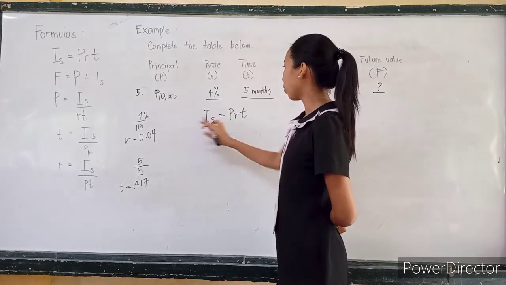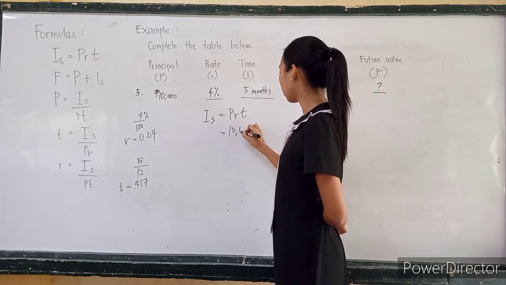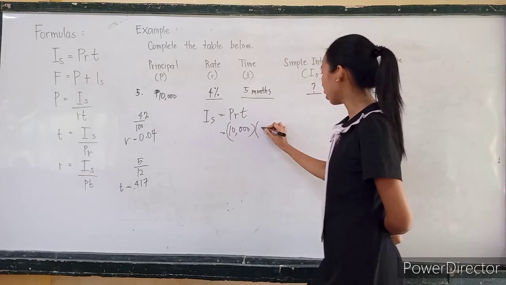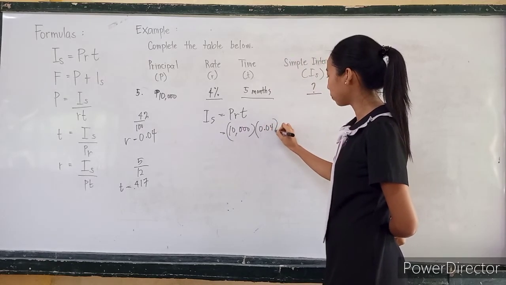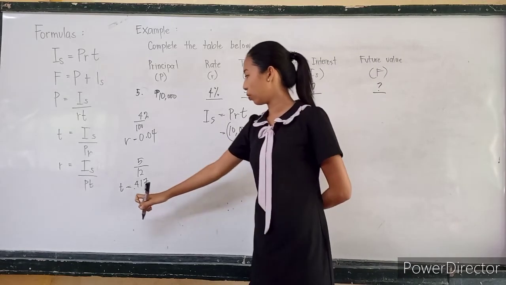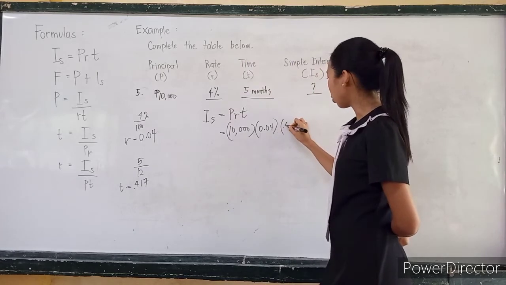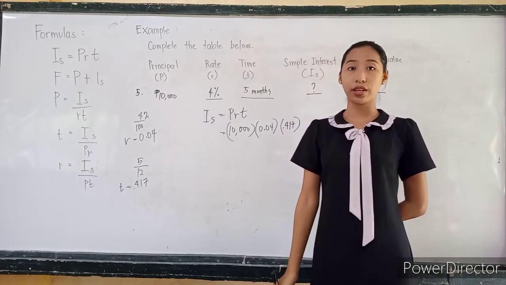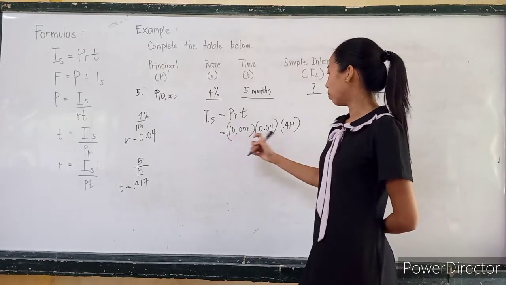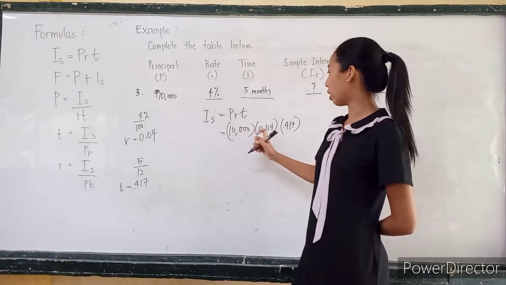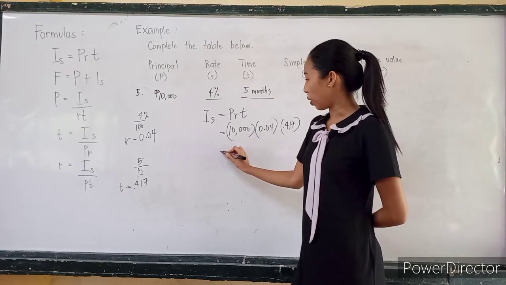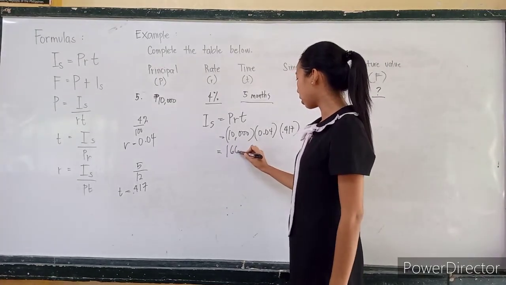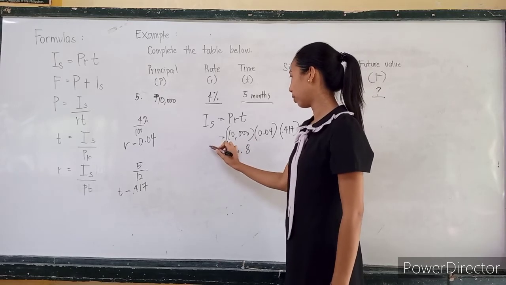Next, we are going to substitute all the values. So, we have P, which is 10,000, multiplied by our rate, which is 0.04. Then we are going to substitute also our time, which is 0.417. Use our calculators and input the multiplication, P times R times T. So our final answer would be 166.8 pesos.